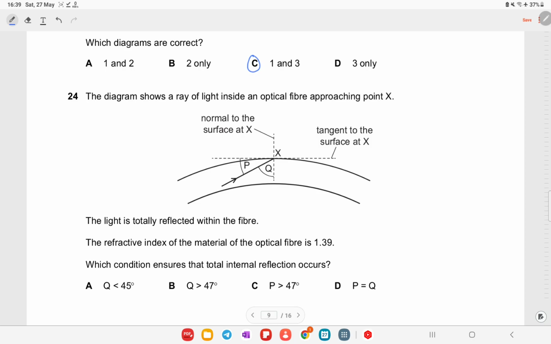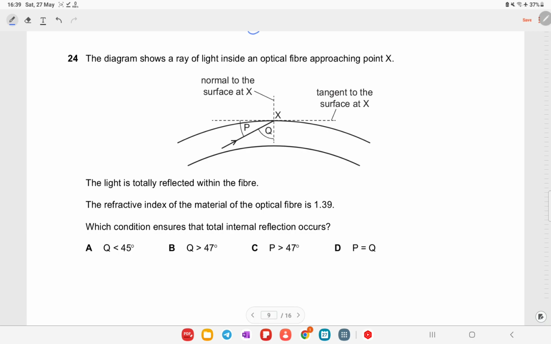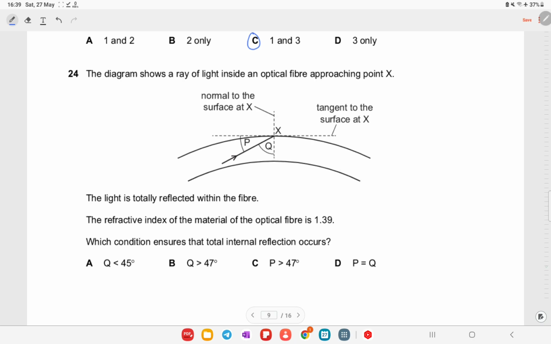The diagram shows a ray of light inside an optical fiber approaching point X. The light is totally reflected within the fiber. The refractive index of the material of the optical fiber is 1.39. Which condition ensures that total internal reflection occurs? In this case, you have to see that this is your light which is entering there. In order to perform this, this is going to be your critical angle.